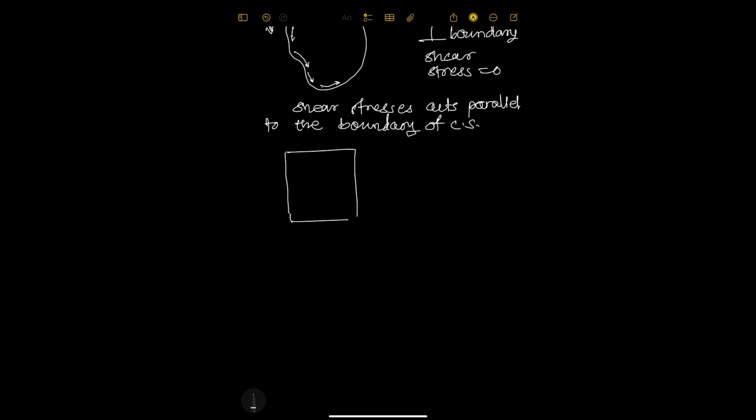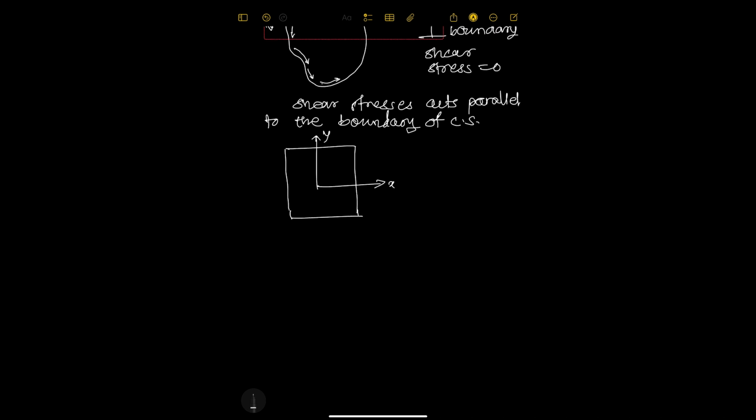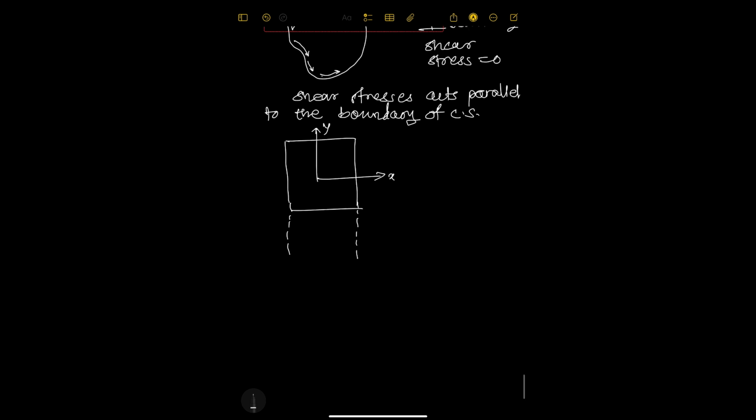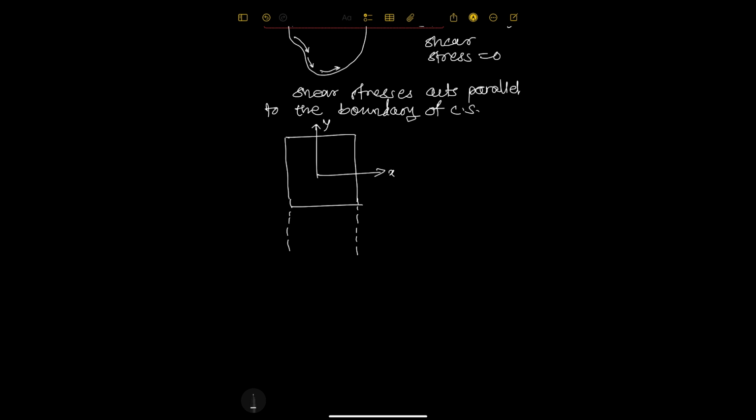So in case of a rectangle, this is y. If we plot phi like this, then this is the angle alpha, and tan alpha is equal to dou phi by dou x, which is equal to minus tau yz.